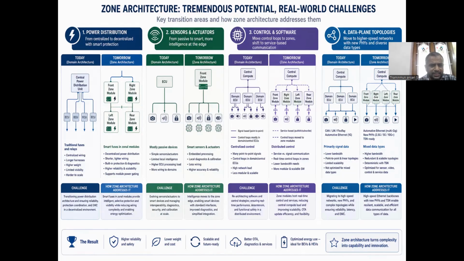It is a decentralized power distribution, as we discussed before. Wiring is shorter and lighter, because the power is distributed from the zone to sensors and actuators, so the wiring will be less. Then there is built-in protection and diagnostics. These smart fuses contain built-in protection, so they won't fail, burn, or create any hazards. They also have diagnostics, so we can diagnose whether they are good or not. The reliability of these smart fuses and power distribution is higher than the traditional one.